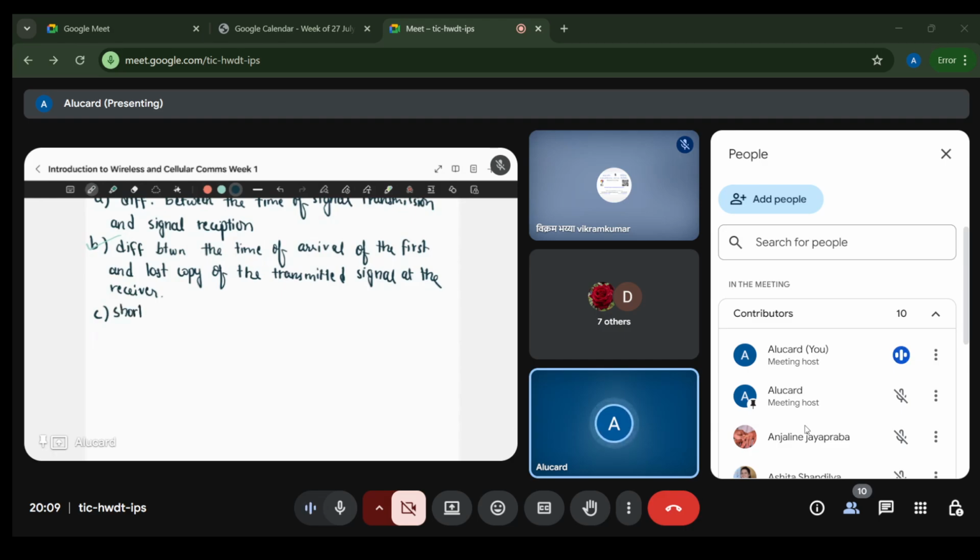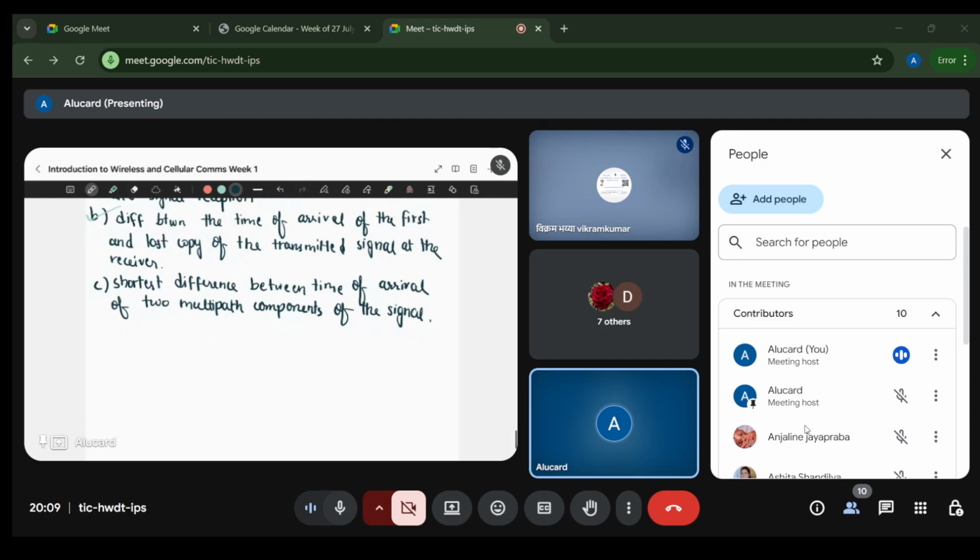I'll write out the other options also just for your reference. Shortest difference between time of arrival of two multipath components of the signal. It's not correct. It can't be any two components. It has to be the fastest and the slowest component.